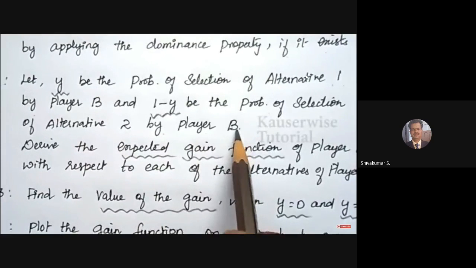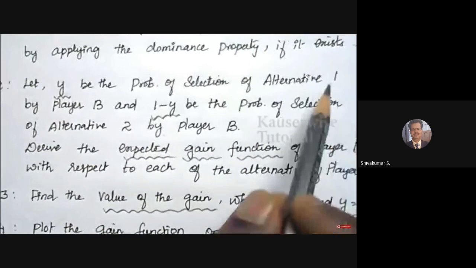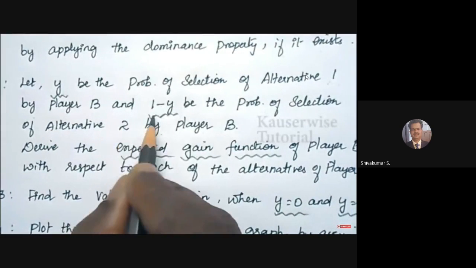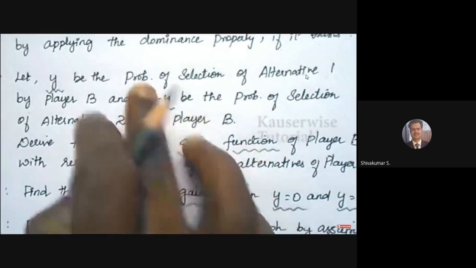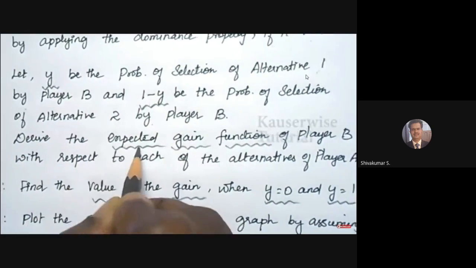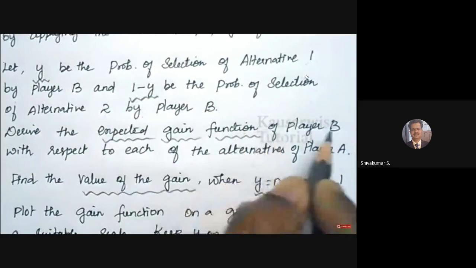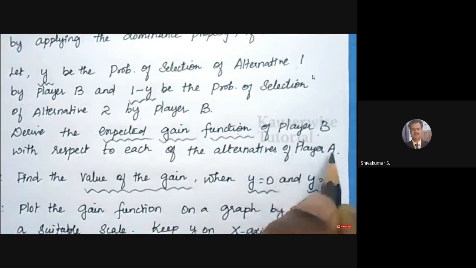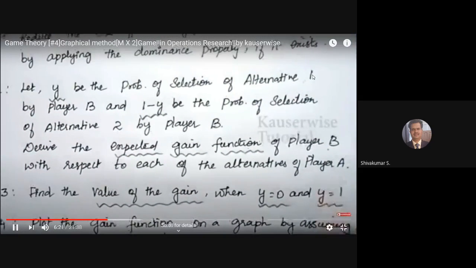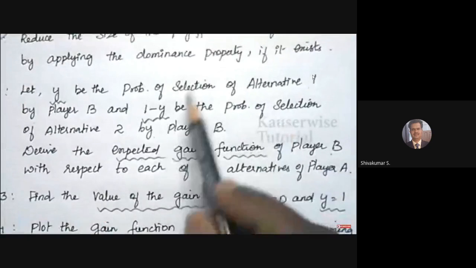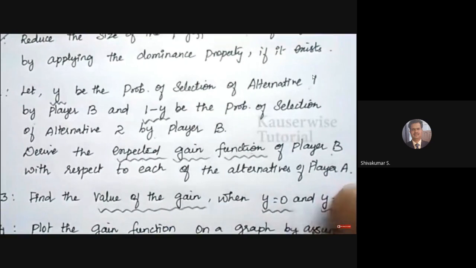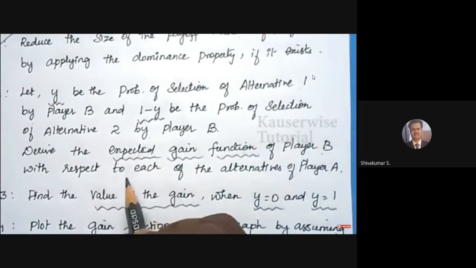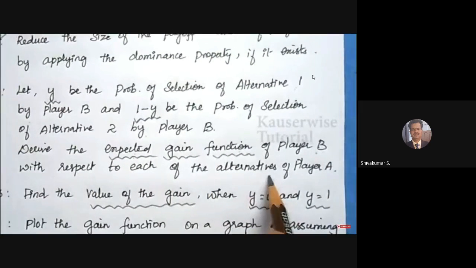Because here player B has got only 2 strategies. For the first strategy, assume that Y. For the second strategy, assume that 1 minus Y. Based on this, you can derive the expected gain function of player B with respect to each of the alternatives of player A, because player A has got 4 strategies. So based on this assumption, we are going to find the expected gain function of player B with respect to each of the alternatives of player A.